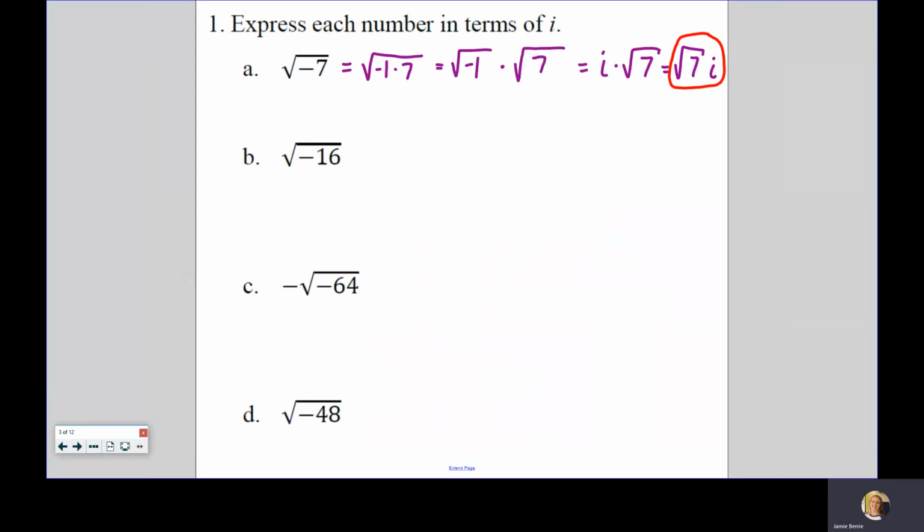All right, so let's look at these others. We have the square root of -16, so we could write that as the square root of -1 times 16. Split that up into the square root of -1 times the square root of 16. We know that the square root of -1 is i. The square root of 16 is 4. It's a perfect square, so that's 4i.